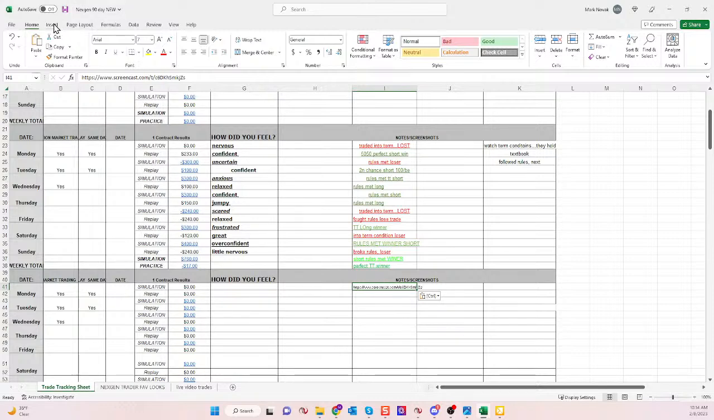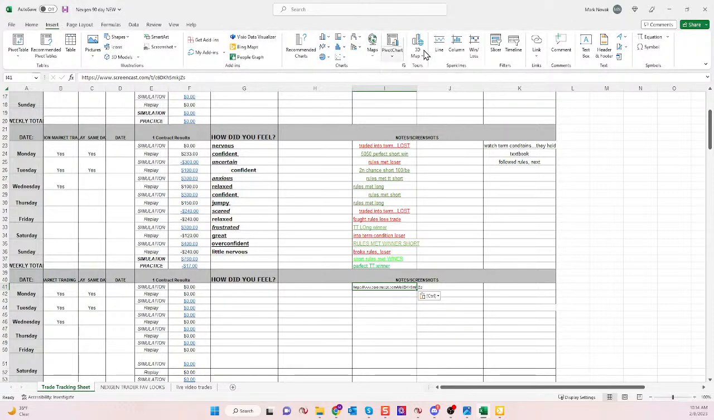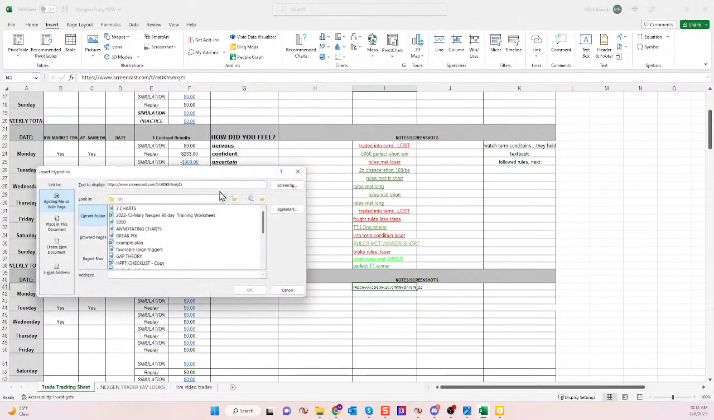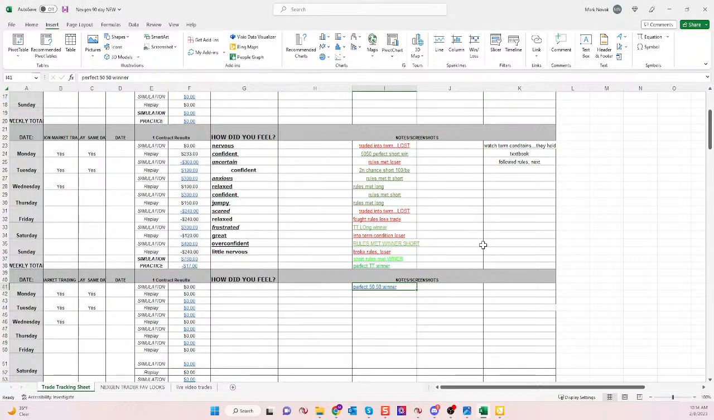But all it says is screencast. So I'm going to go to insert, and I'm going to turn that screencast address into a hyperlink by clicking the link button. So when I right click, I can paste that address into the address bar like I'm going to Google or eBay. And under text to display, I can say perfect 50-50 winner. And now when I come back, I know that I can study it. And how did I feel? I felt confident. Oops, I put it in the wrong spot.